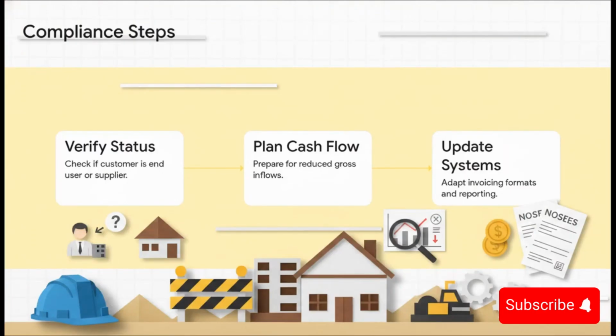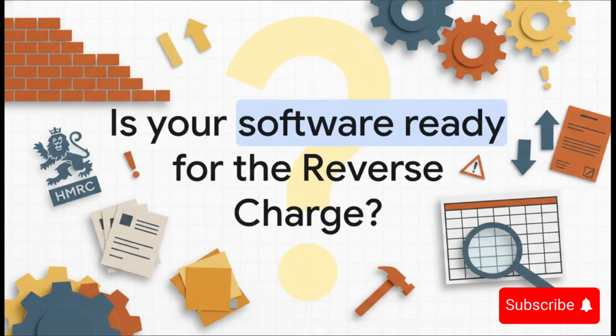All right, we've covered the what, the who, and the how. To successfully navigate this extra administrative burden, you've got to take these 3 steps immediately. Step 1, verify your customer's exact status and get the proper documentation in writing. Step 2, plan your cash flow today to prepare for those reduced gross inflows we talked about. And step 3, update your administrative systems and invoicing formats right away so you aren't caught off guard. Get ahead of it.